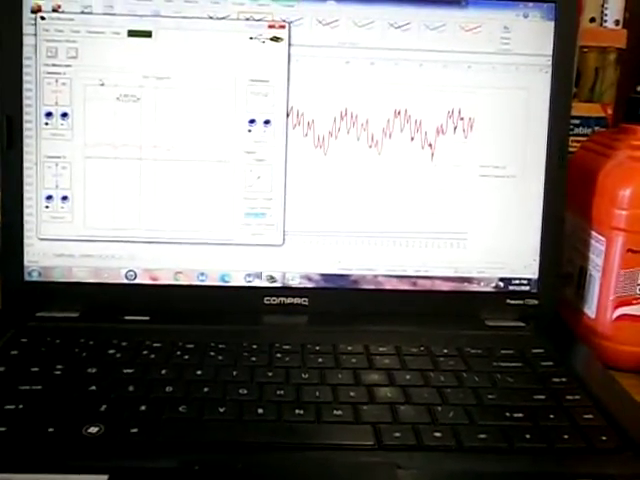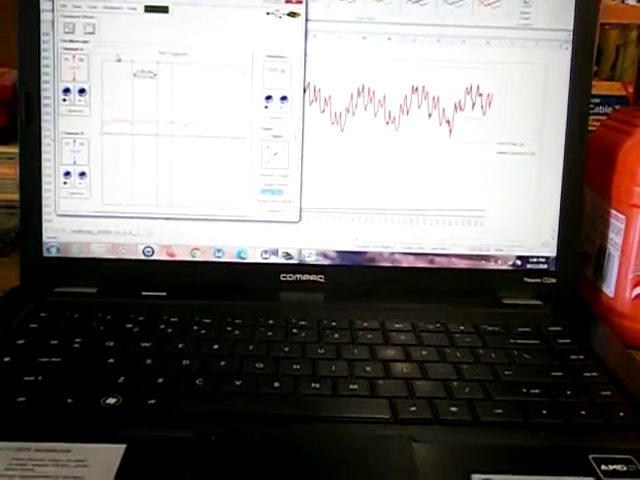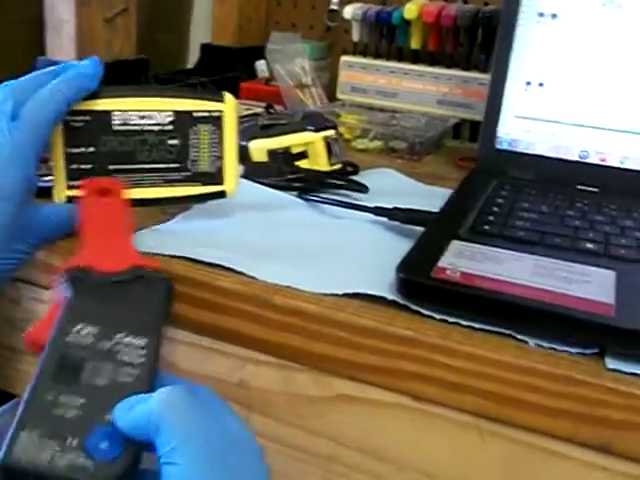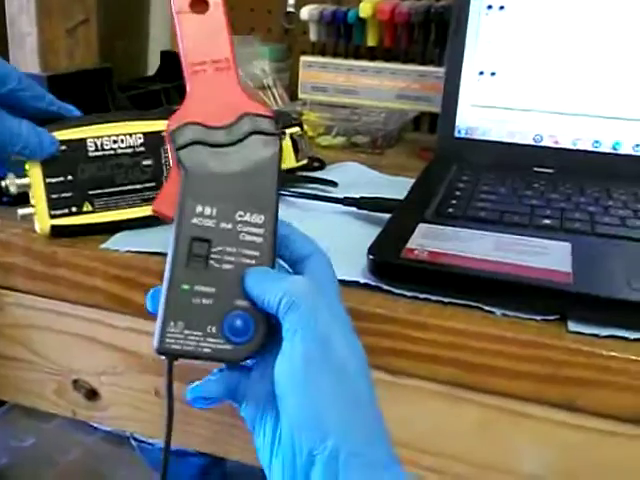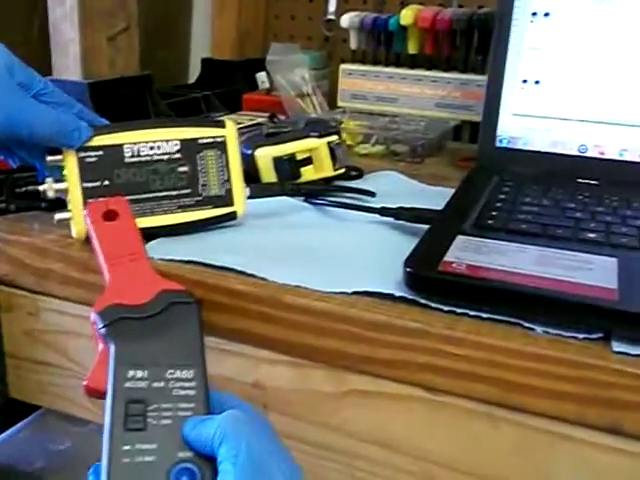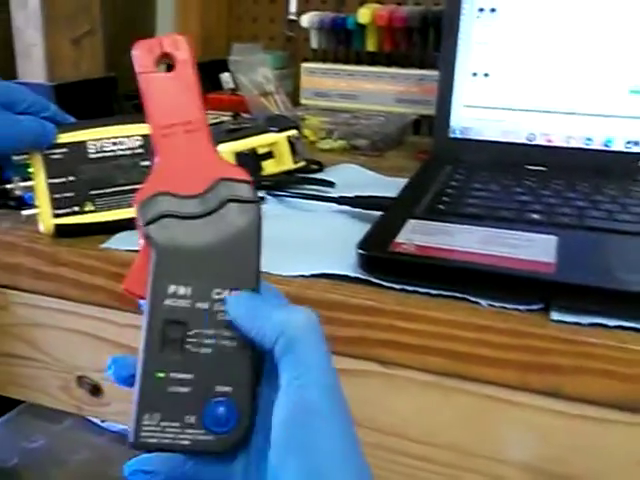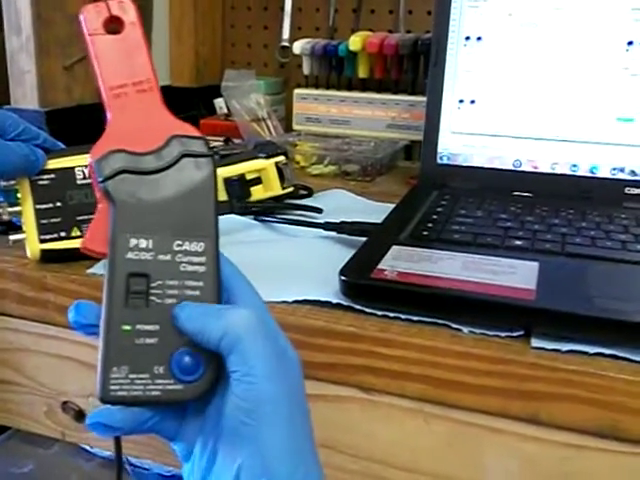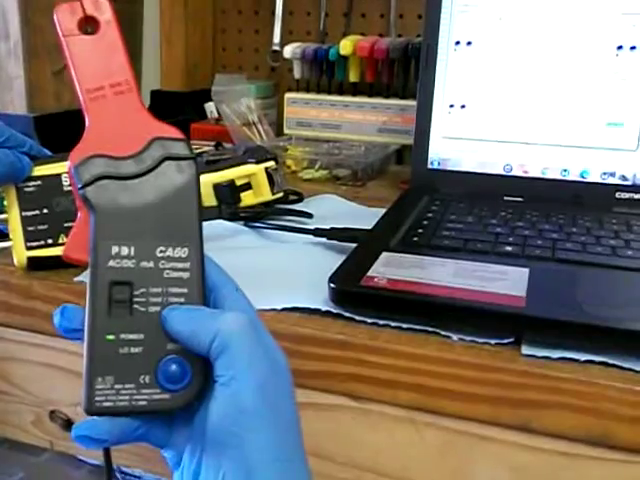Hey there viewers, I want to record a quick video on how to find the RPMs on a fuel pump. So I have a Syscomp circuit gear oscilloscope. I got the current clamp in channel A. I got my clamp turned on, 1 millivolt for every 10 milliamps, or every 1 millivolt equals 10 milliamps.